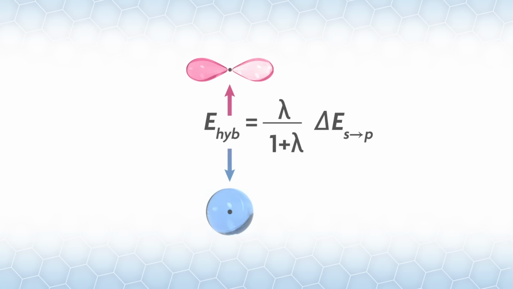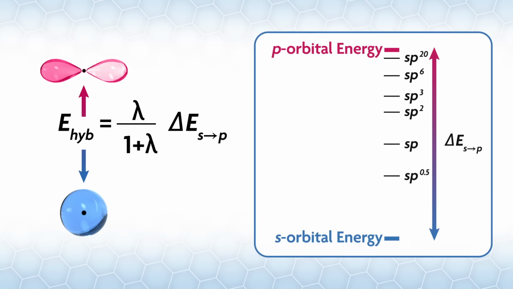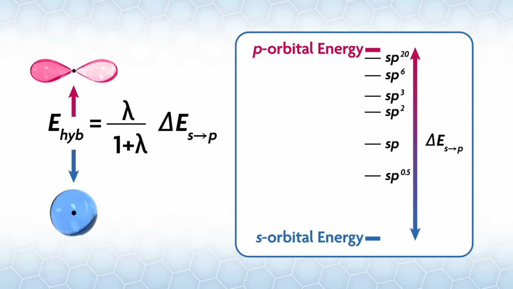One last thing, you could even calculate the relative energy of the hybrids using lambda. The equation for that is here, where E hybrid is the energy of the hybrid orbital and delta E sp is the s to p orbital energy gap. Basically, if you have a pure s orbital, which is sp0, then it will be 0. If you have a pure p orbital, sp infinity, then you get 1 from the first term. Other hybrids are in between. The more s-rich an orbital, the lower in energy it is.